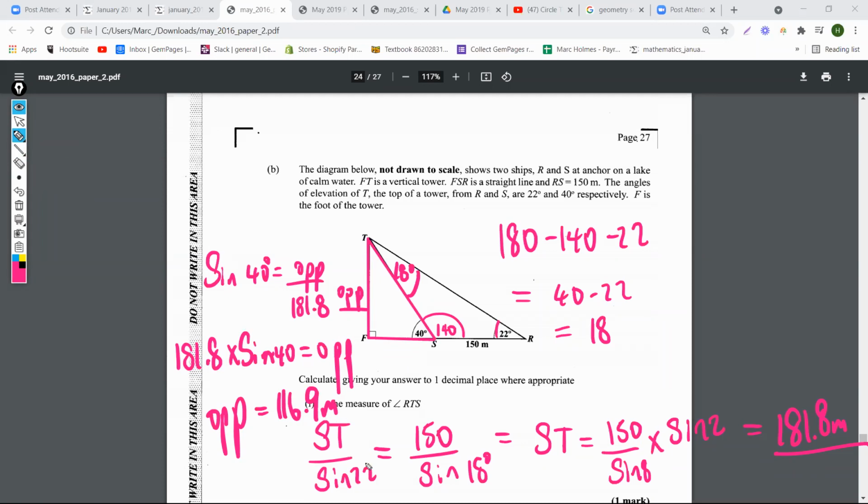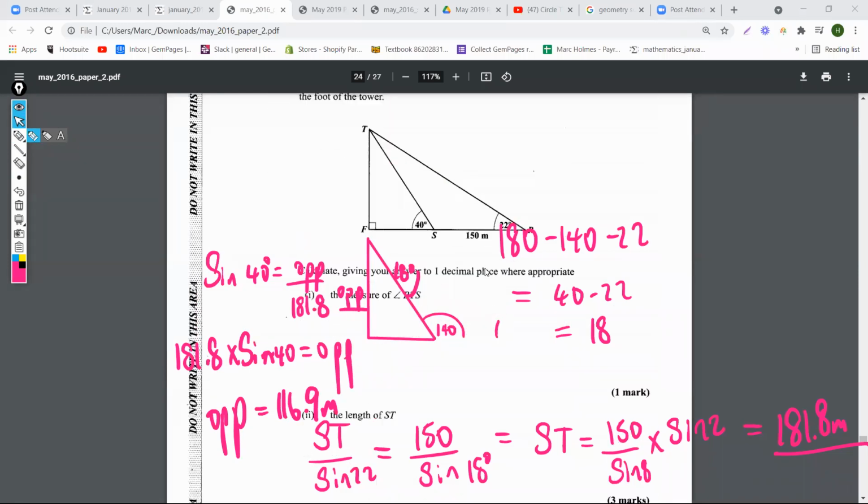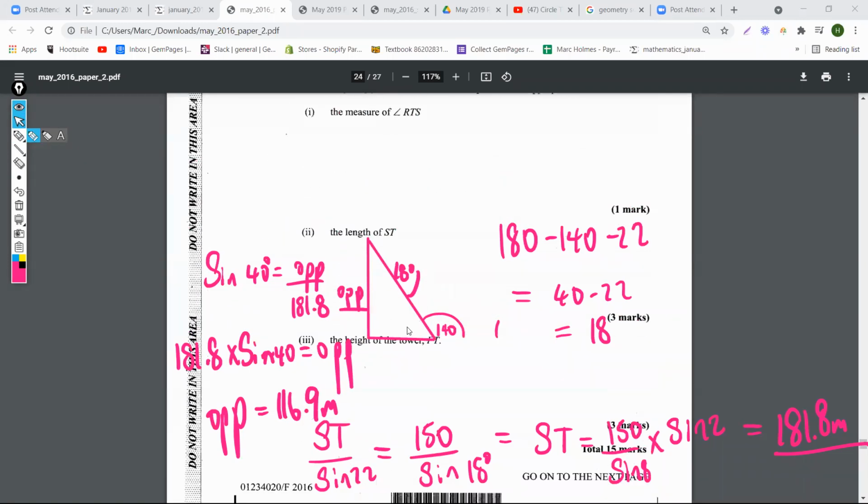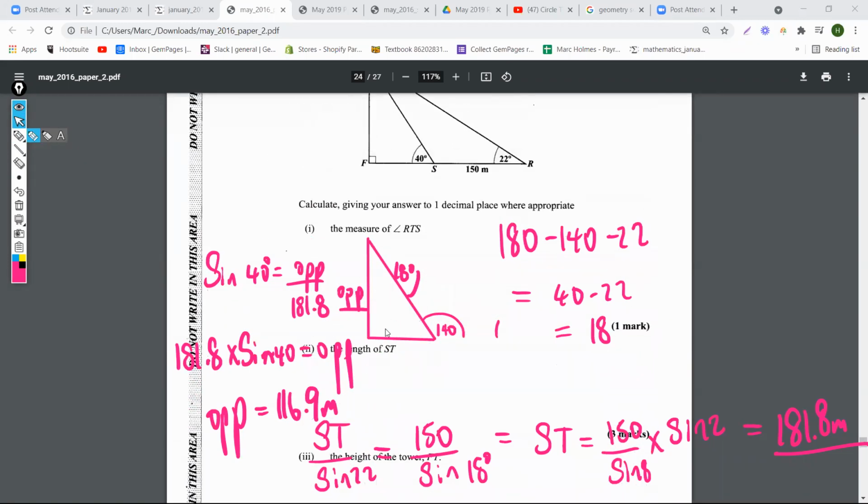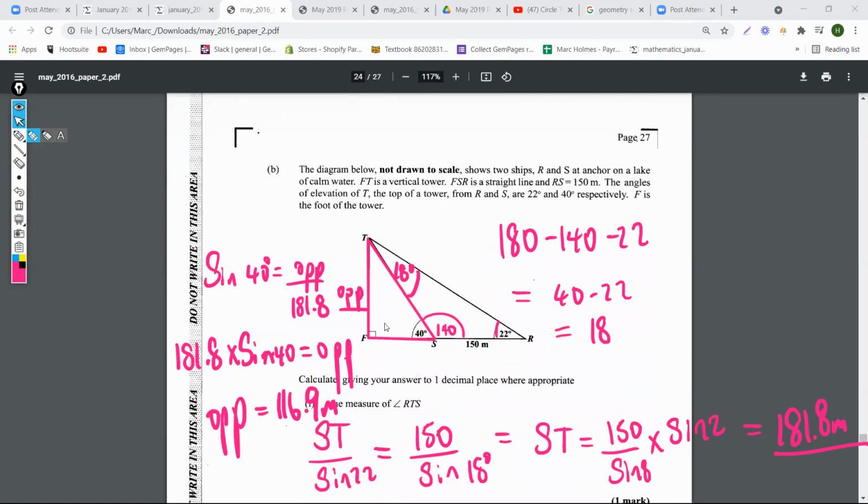So guys, this one was rough. It really was. This one was really rough, but I just did it just in case. I really hope you don't get a sine rule question, but you may get a trigonometry question, like the last part.